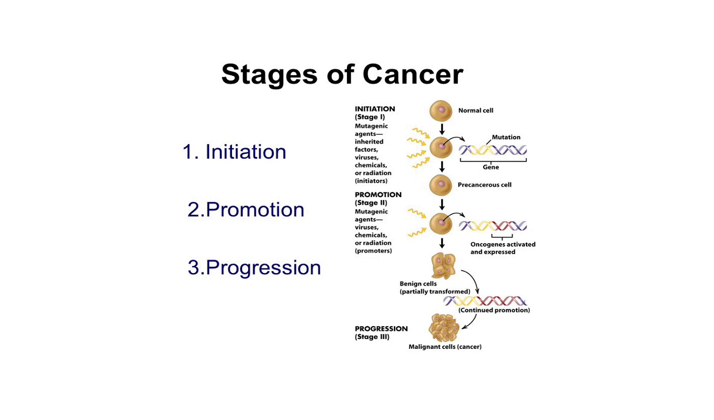Then we have the promotion stage, which also involves mutagenic agents like chemicals, radiation, and your viruses. Here we don't talk about the inherited factors anymore. And then progression is when the cancer has become malignant and is moving to some other places. Interestingly, the word malignant means evil.